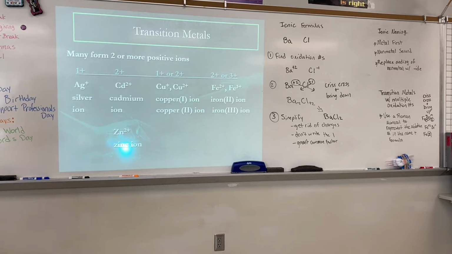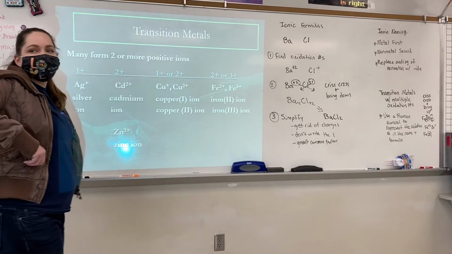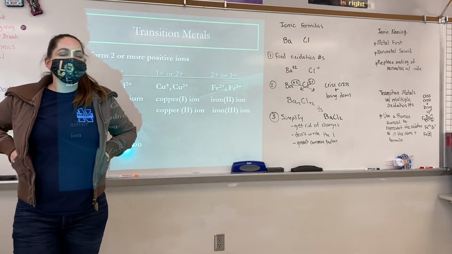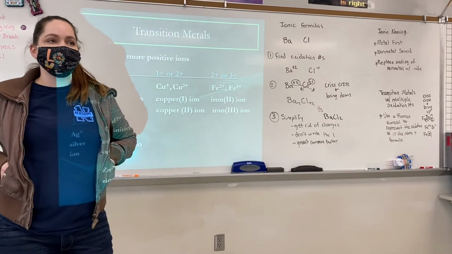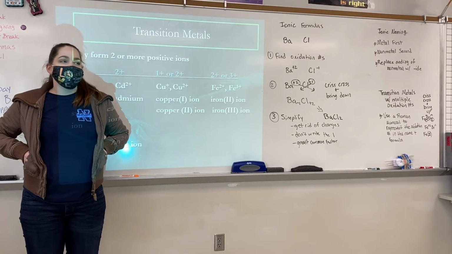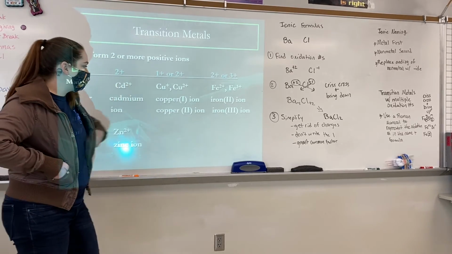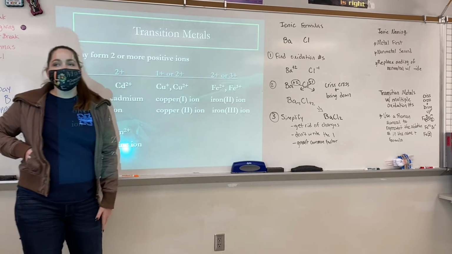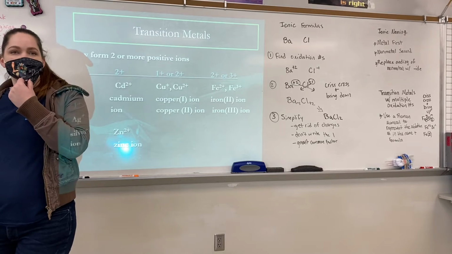Okay, so now we need to know how to write formulas and names of compounds that contain transition metals. Because remember, our transition metals don't follow our rules for oxidation numbers. So I have to give you the oxidation number of that transition element if you have one. How I'm going to do that is I'm going to be using Roman numeral numbers. So you do need to know how to write Roman numeral numbers.